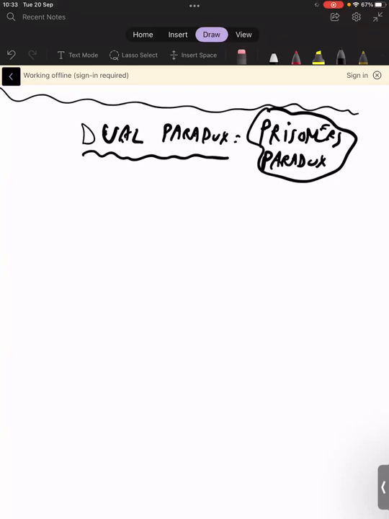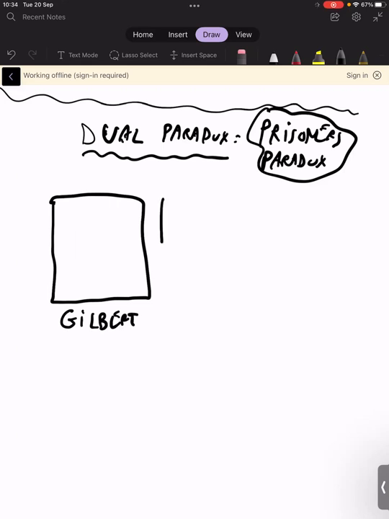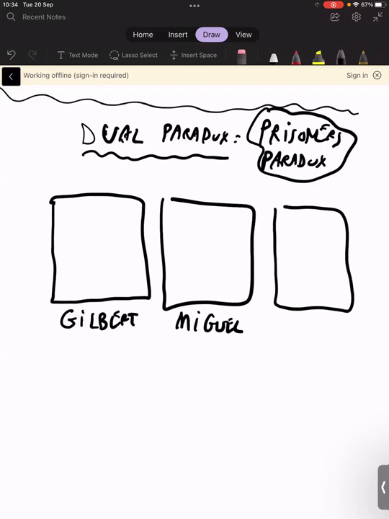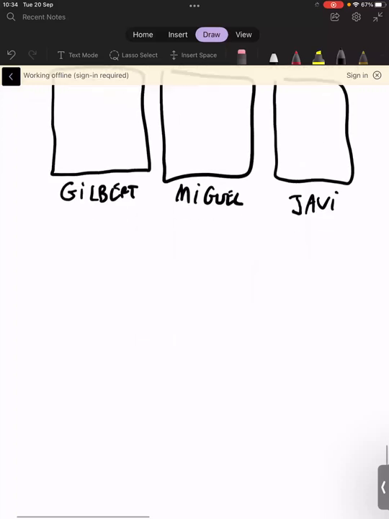Then there are three men in this room. What is your name? Gilbert. Very good. And Miguel, very easy. And Ravi Fernandez. Ravi. Okay. And Xavi. Okay.